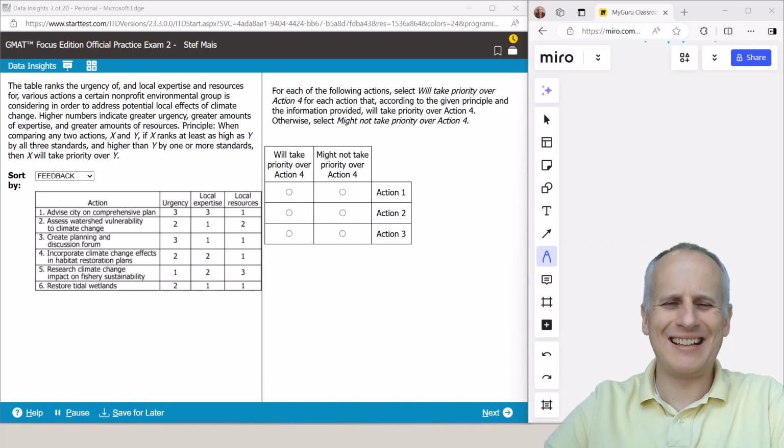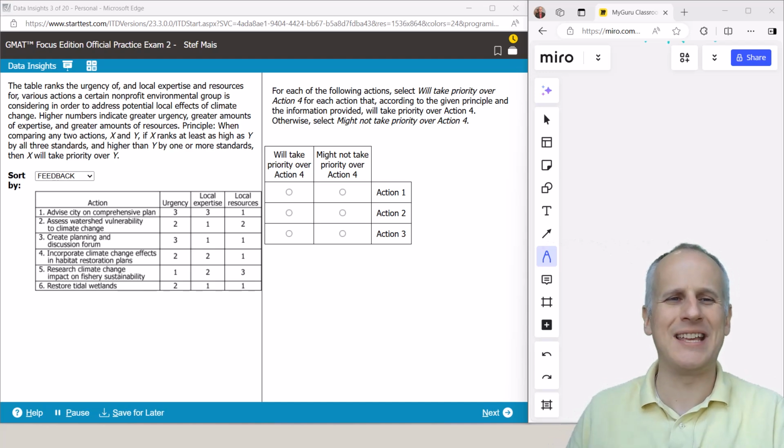Here we are looking at a sample table analysis question from an official GMAT Focus Edition practice exam over at MBA.com. And we're going to see how to engage with these questions to be as efficient as possible when you address one on your own.